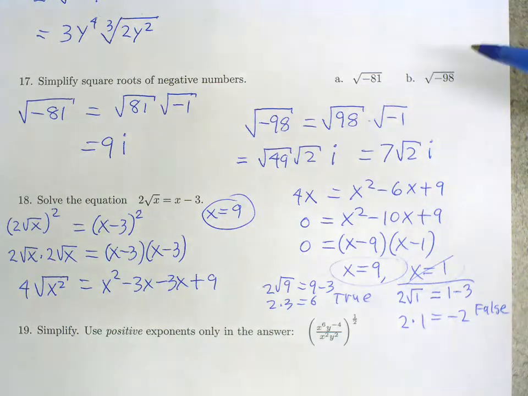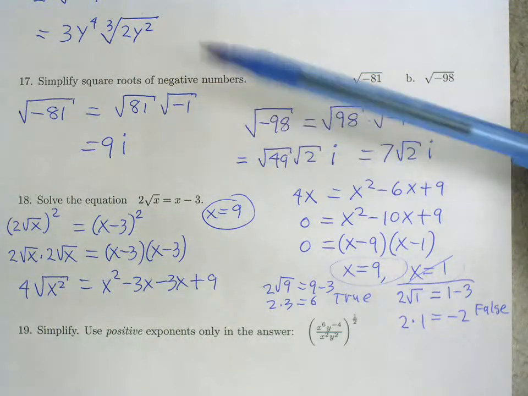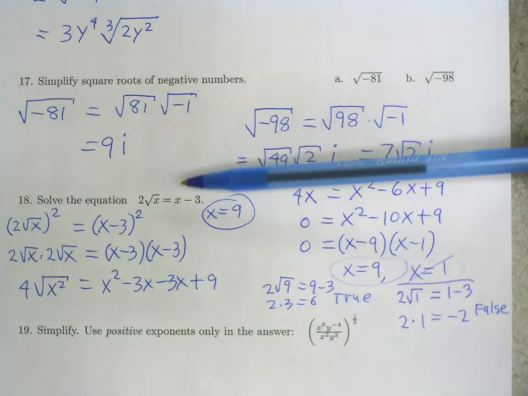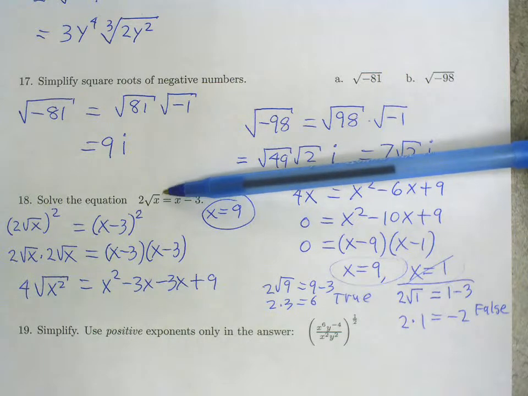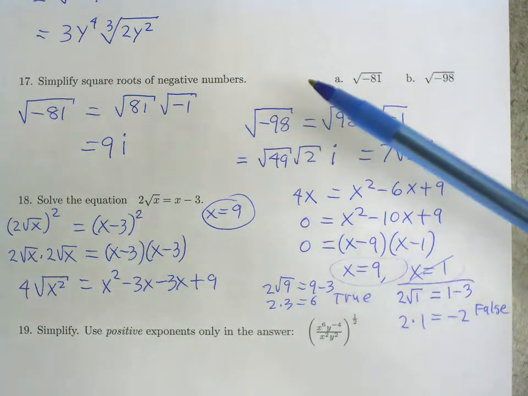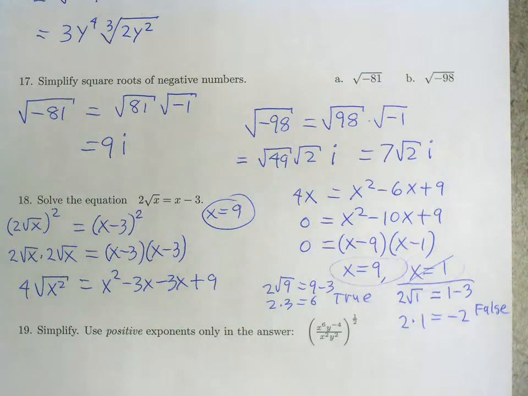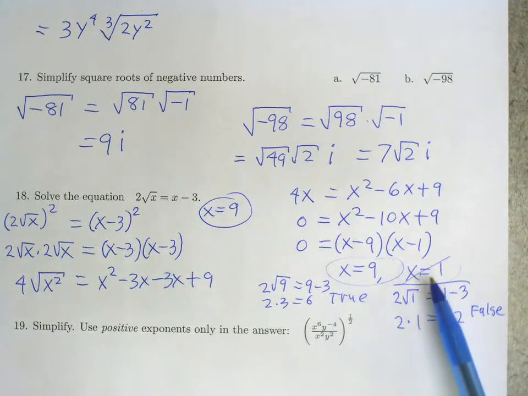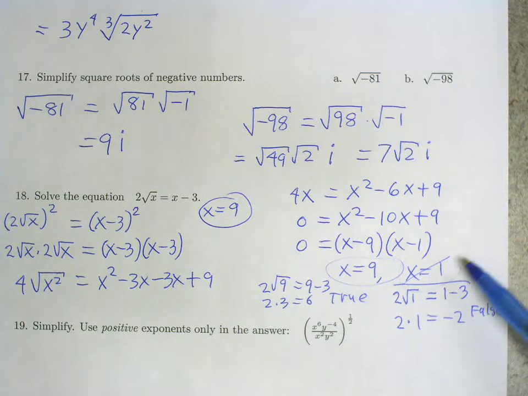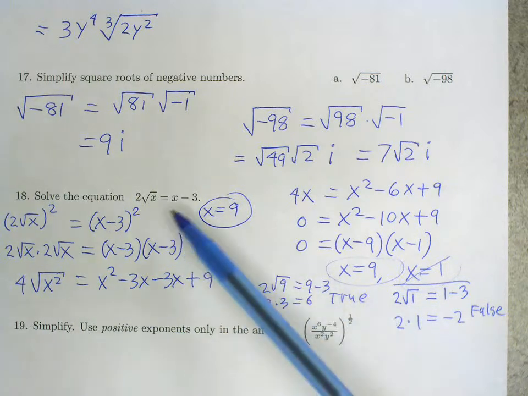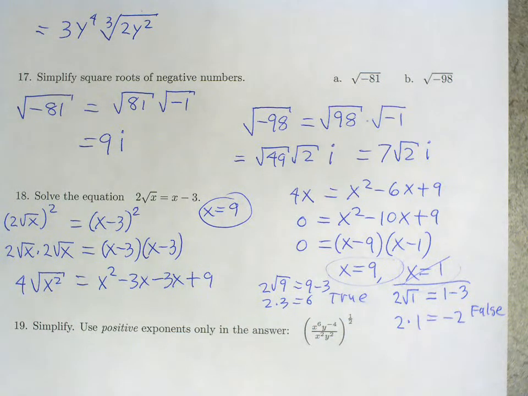In general, when solving equations that involve the square root of the variable that you're solving for, by squaring both sides, you can introduce extraneous solutions, and that's what happened in this case. So that's why you should always check to make sure that the solutions work in the original equation.